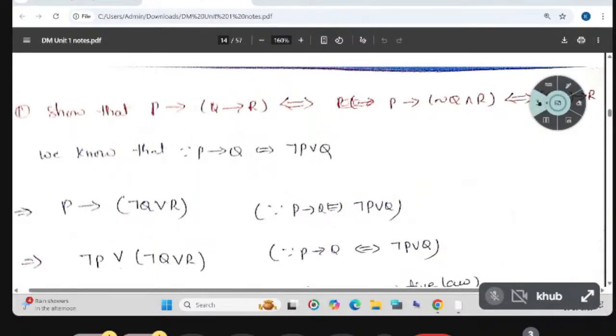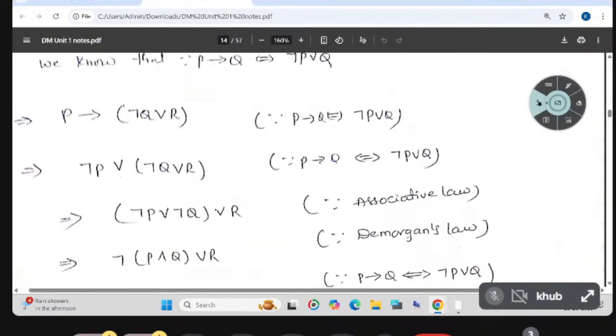ఇక్కడ నా P value ఏంటి, Q value ఏంటి? P is remaining as it is, Q value is changing to negation Q or R. Right. So what I am doing? Instead of writing negation P twice, I am taking negation P out, common. Negation P I am taking in common and I am writing it as negation Q or R. Okay. So that is how I got.